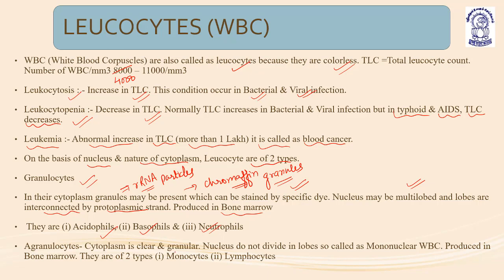Agranulocytes have clear, non-granular cytoplasm. The nucleus does not divide into lobes, so they are called mononuclear WBCs. They are produced in bone marrow and are of two types, monocytes and lymphocytes. Understood?